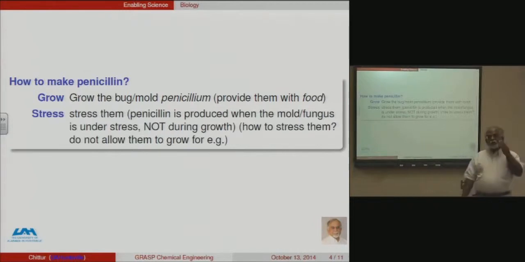And it also turns out that we need to figure out how to force them to make the drug that we want, because it turns out that penicillin is produced when these bugs are under stress, as it were. So how do we stress them so that they don't die, but they actually make the drug and that we can actually recover? How do you stress them just the right way so that they'll make the drug and also survive? We need to understand that.